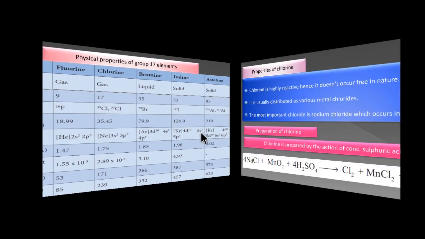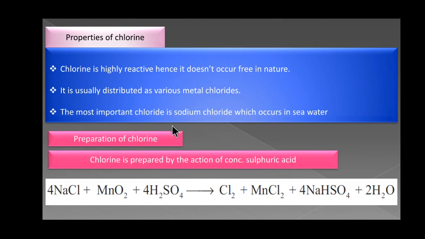Next, the properties of chlorine. Chlorine is highly reactive, and it does not occur in a free state in nature. It is usually distributed as various metal chlorides. Is it clear? The most important chloride is sodium chloride, which occurs in seawater. So these are the physical properties of chlorine.